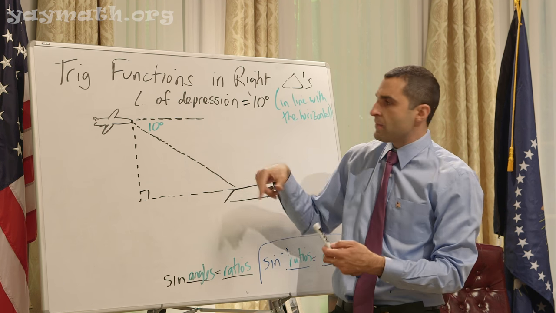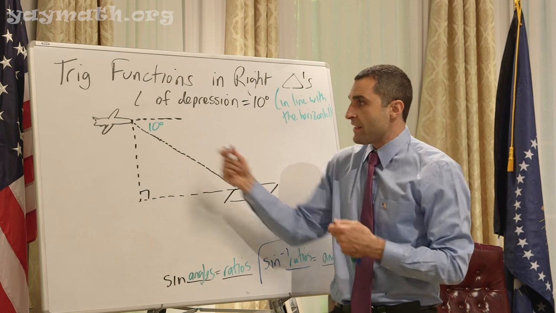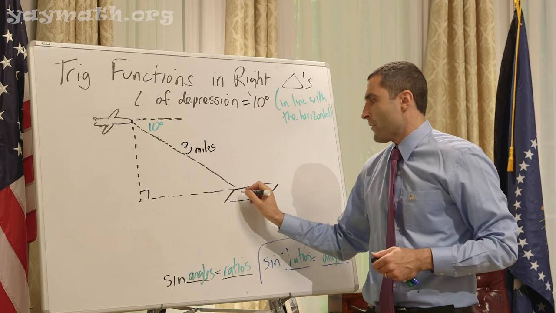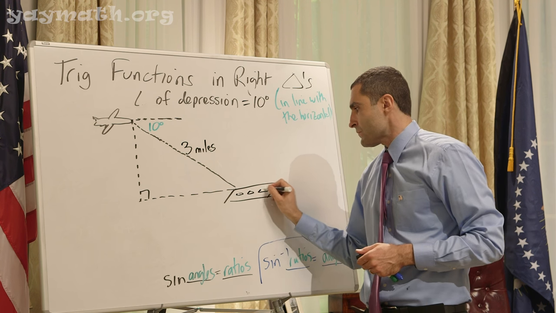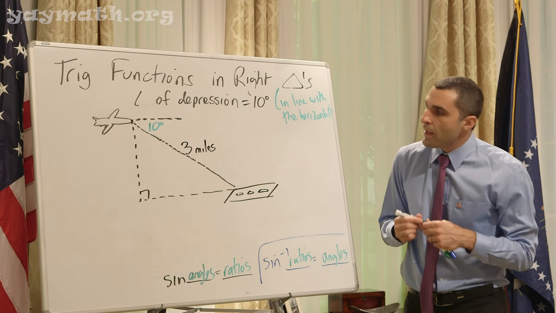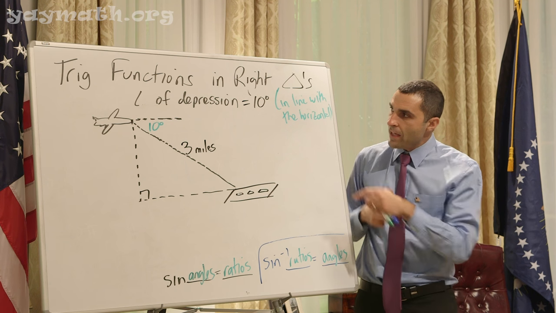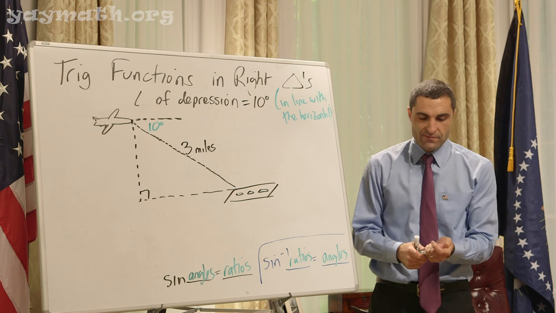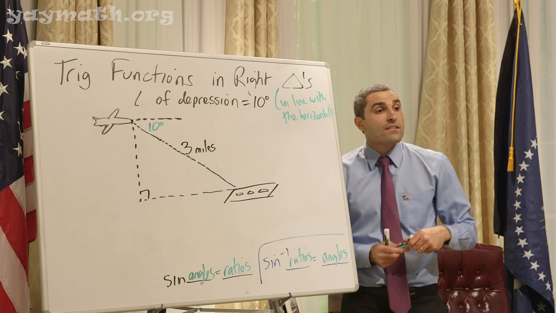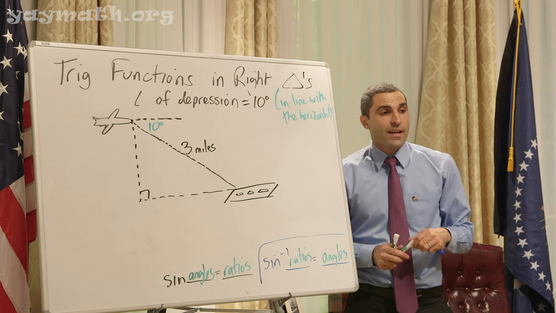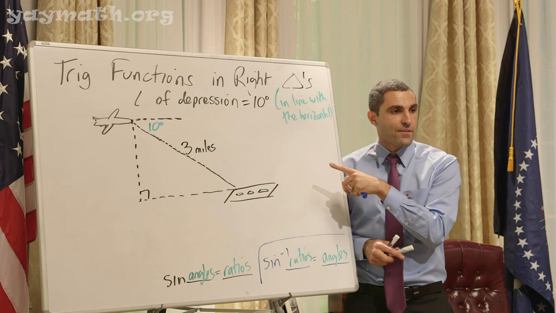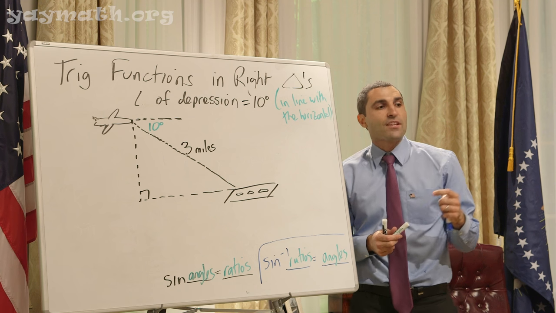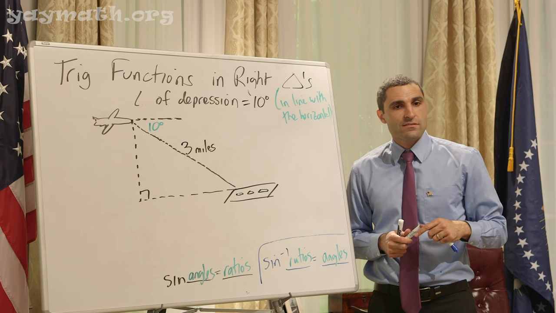And then let's say the problem gave us some more. Let's say the plane is 3 miles from the runway, and the angle of depression is 10 degrees. What could be some possible questions? How fast will the airplane reach the destination? How fast is a really good point, but right now we haven't discussed speed of the plane. We're only discussing distances. Does that make sense? So can you give me a distance question?